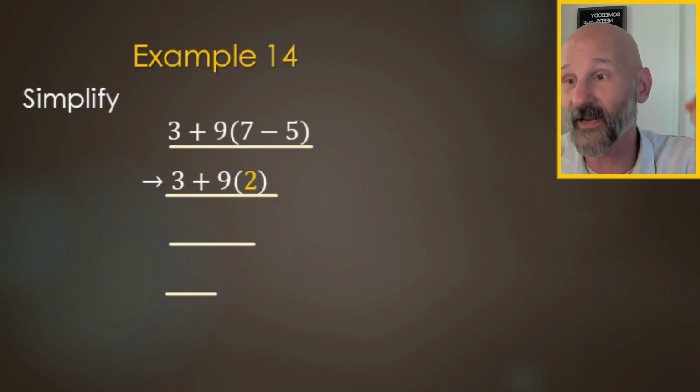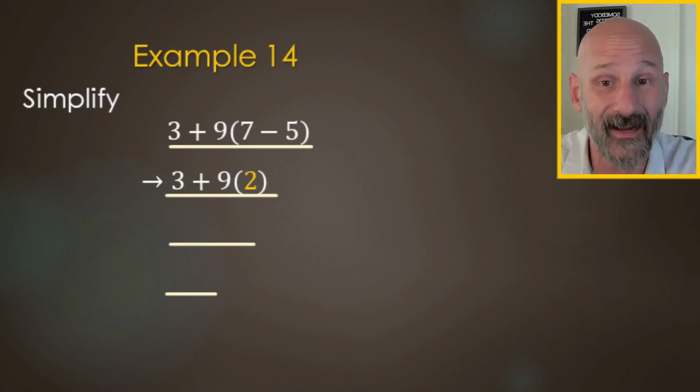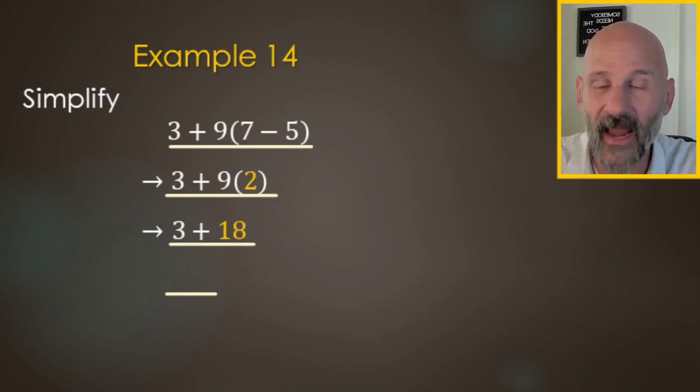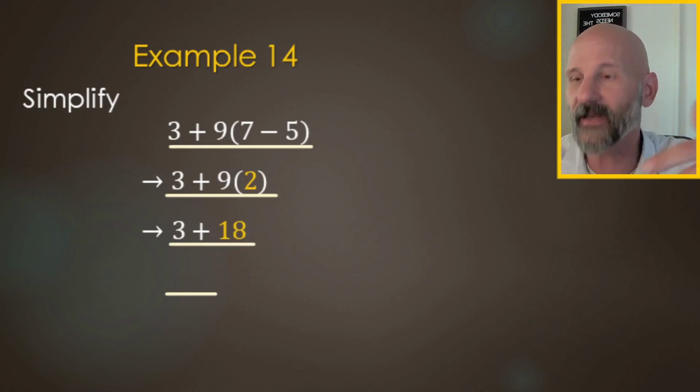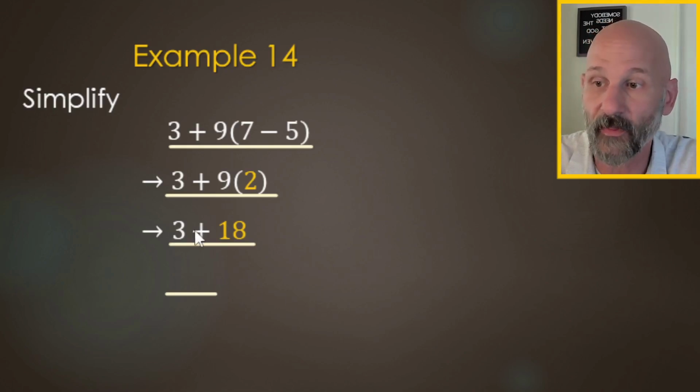There's no exponents. Next up is multiply, divide. So is there multiplication or division? Yes, there is. 9 times 2. So 9 times 2 switches to 18. Now we're done with multiply and divide, and we can do our addition or subtraction. In this case, just addition, right? So we can do the 3 plus 18, and that's going to make 21.